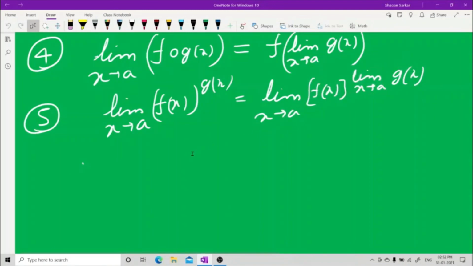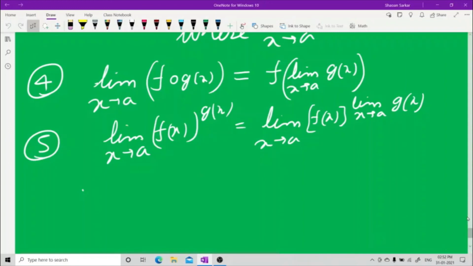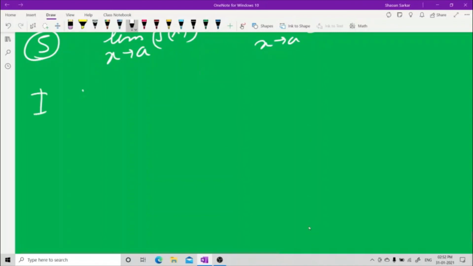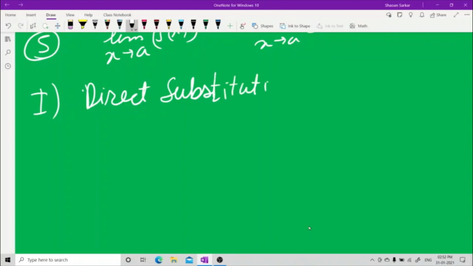Now let us do some problems on different types. The first type is direct substitution. Let us do questions on that. Suppose I have number one, first method is direct substitution. Example, let us take a problem.